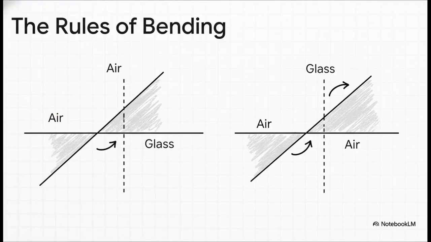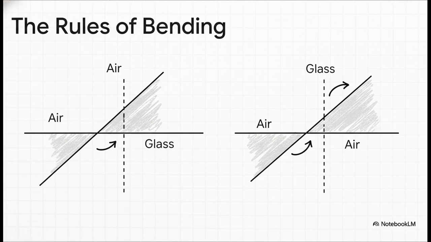So which way does it bend? There's a very simple rule for this. When light goes from a rarer medium, like air, to a denser medium like glass, it slows down and bends towards the normal. But when it goes from the denser glass back into the rarer air, it speeds up and bends away from the normal. Just remember this small rhyme. From rarer to denser, it bends towards normal.